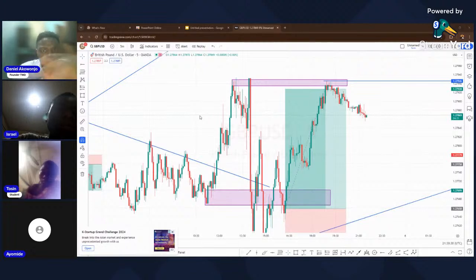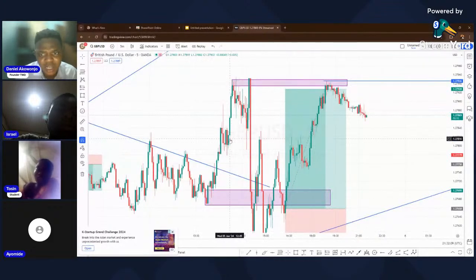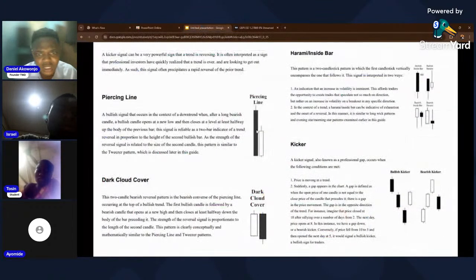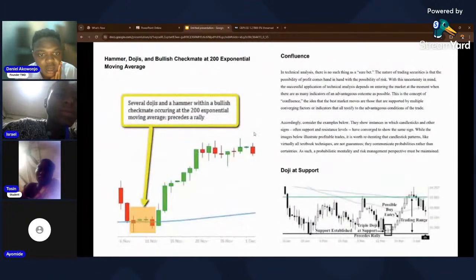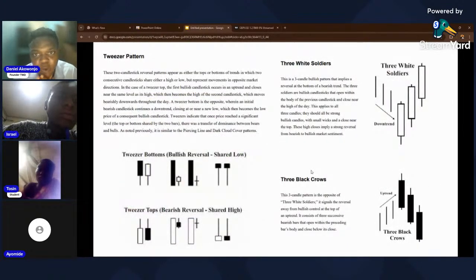You understand? You can focus on, okay, when I see the evening star, I want to go in long. When I see this particular candlestick, I want to go in short. You don't have to know everything, but I'm expected to teach you guys everything. So now this is where I'm going to stop.